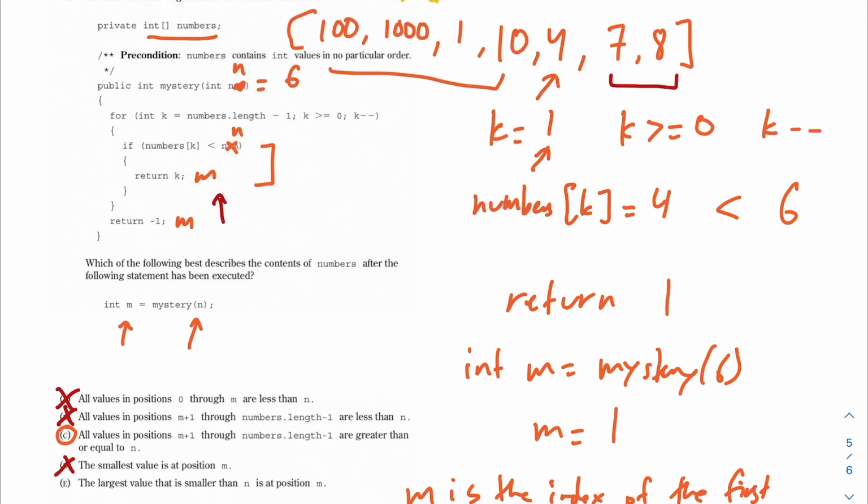And the largest value that is smaller than n is at position m. This is also incorrect. This answer is assuming that we know what's in the entire array, but this is not true, right? Another way that we could disprove this answer is, say we had a 5 here. Because we returned at the very first instance of a number that was less than n, we didn't know what was before. This is like the last answer where we're making an assumption about what's before that index in the array, but we cannot make that assumption. So the correct answer here is C.